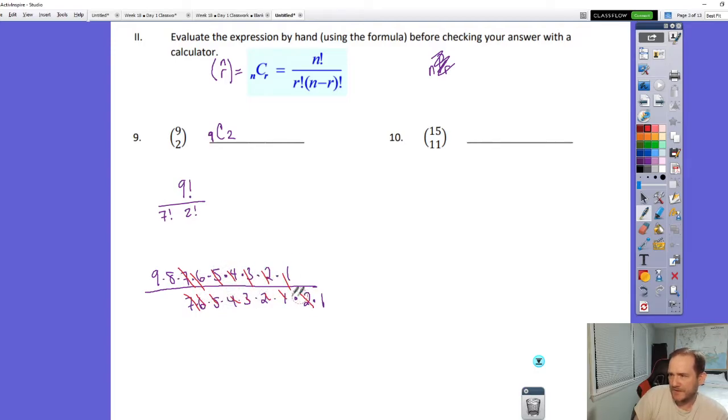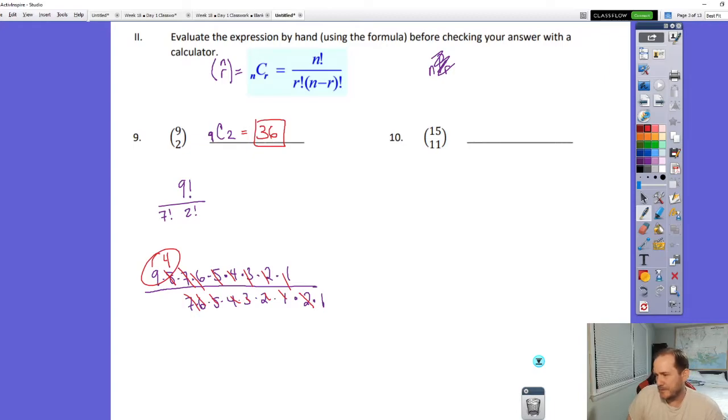And then we can also cancel the 2 with the 8 to be left with a factor of 4. And we can see now that this whole thing is just going to be whatever 9 times 4 is. So it's 36. Oftentimes these expressions are very easy to evaluate by hand.